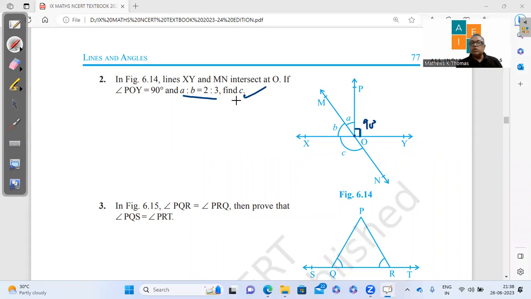This is the question. So whenever we are having a ratio, we will say let A be 2x and B be 3x. It's in the ratio 2:3. So it can be in multiples of 2 and this can be in multiples of 3.